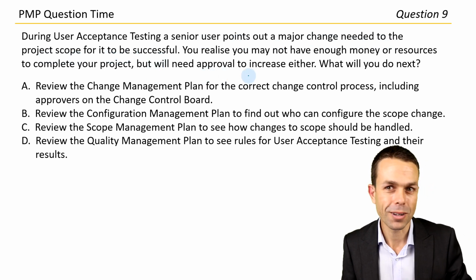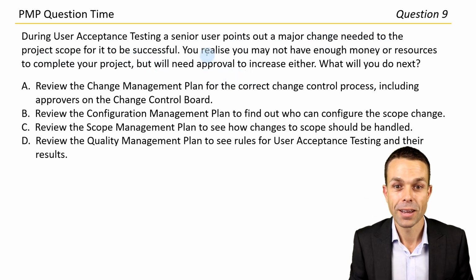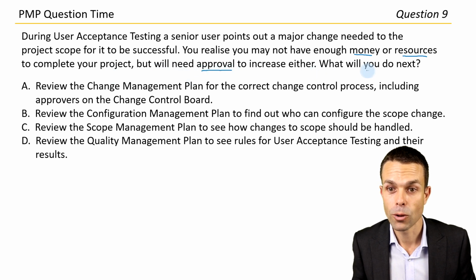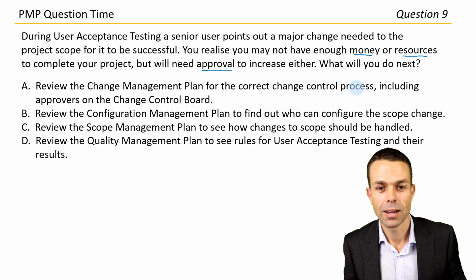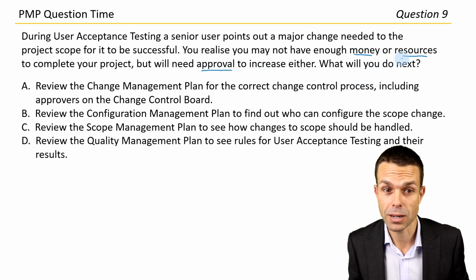Another change to scope? Is this management reserves again? I don't know, it could be, or is it a change request? You realize you may not have enough money or resources to complete your project, but you will need approval to increase either. What will you do next?